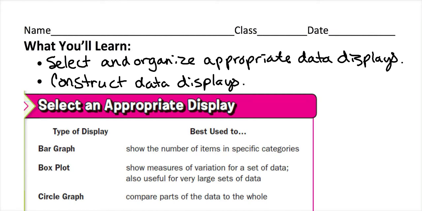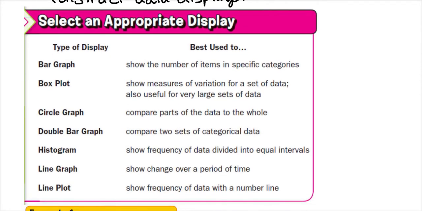All right, so let's take a look here. The first part we're going to look at is just selecting an appropriate display. So how do we know when we're supposed to use something? Well, a bar graph specifically shows the number of items or the frequency in specific categories. So it'd be like brown, red, like colors or people or years, something like that.